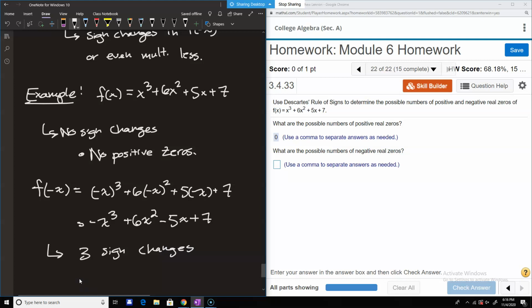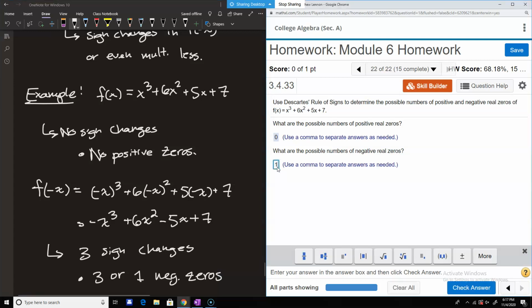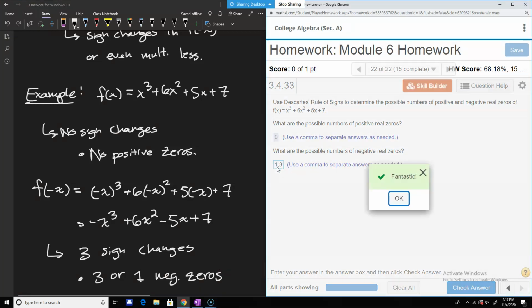So this means we have 3 or 1, right? Let's say we had 11 sign changes. You could have 11 or 9 or 7 or 5 or 3 or 1. That's what I mean by an even number less. So 3 or 1 negative zeros. So here we can just type 1, 3. Get that answer.